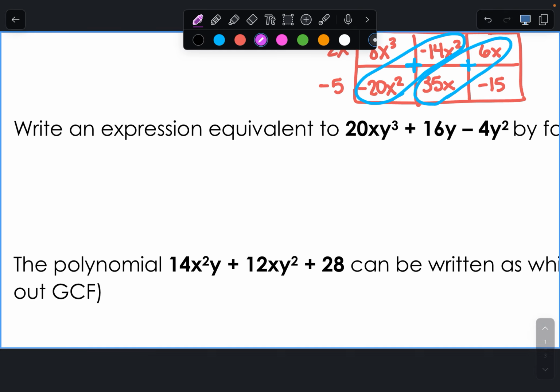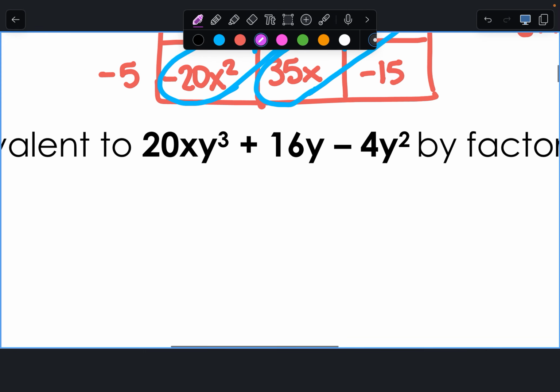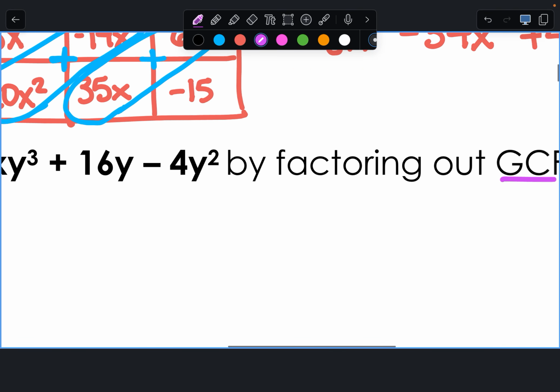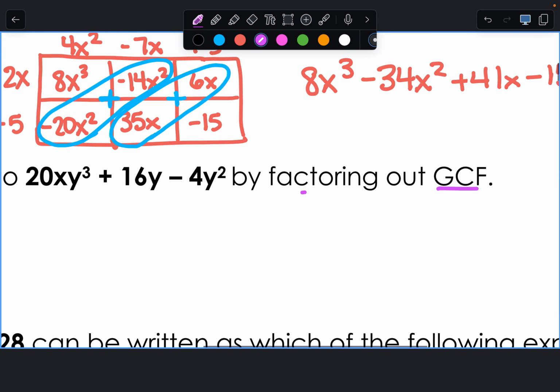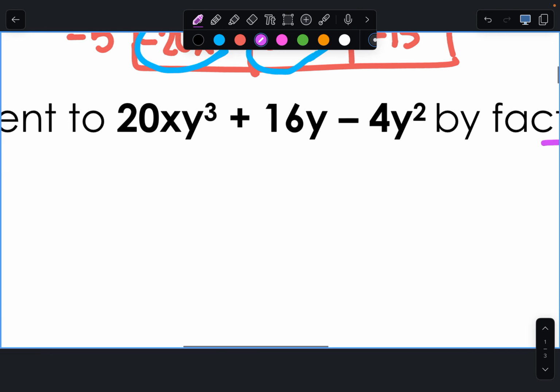Write an expression equivalent to this by factoring out the greatest common factor. Okay, so this one you just have to factor out. Now, I'm going to tell you right now, focus. On the test, it's not going to tell you to factor out the greatest common factor. You're going to know because your answer choices are going to have a term in front of the parentheses.